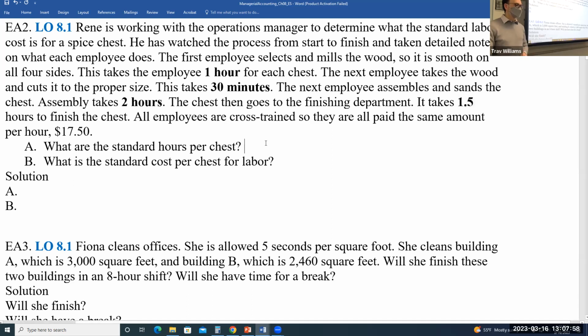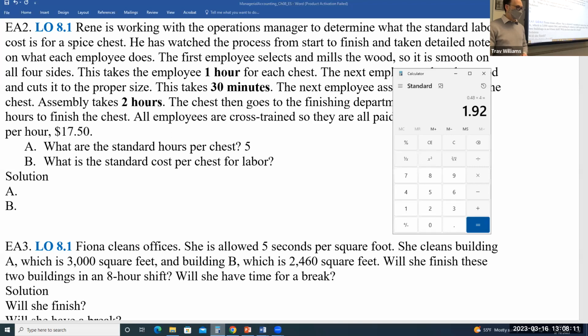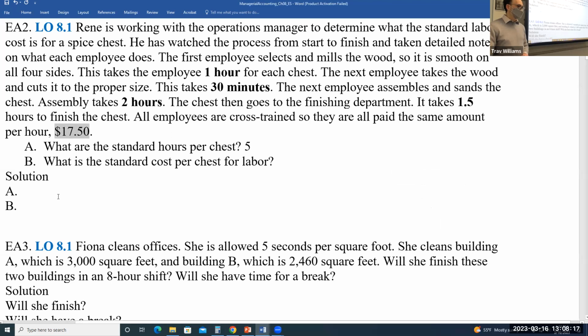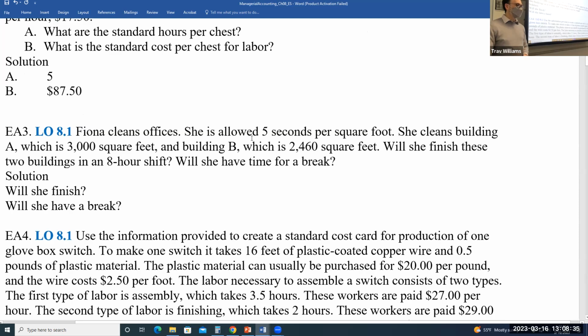So that's 5 hours, right? If we add up 1 hour plus 1/2 hour plus 2 hours plus 1.5 hours, we get 5 hours. And then we multiply by the labor rate of $17.50, and we get, I think it was $87.50, right? Okay, so our answer is 5 hours and $87.50 is the labor cost per unit. Great, so that one wasn't so bad either.